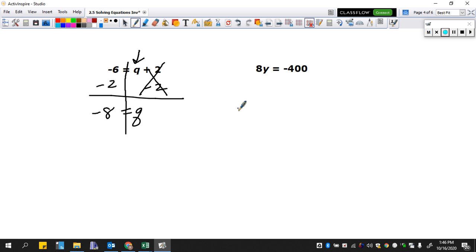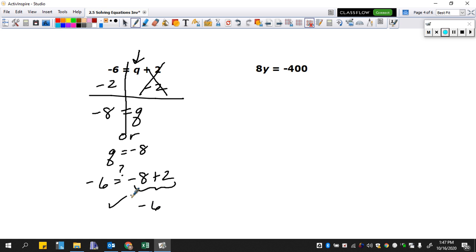We could write that as negative 8 is equal to q, or we could say that q is equal to negative 8. Either way. So let's check it. Is negative 6 equal to negative 8 plus 2? Well, negative 8 plus 2 is negative 6.